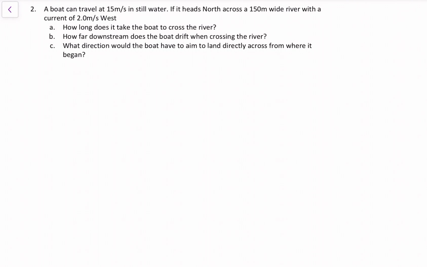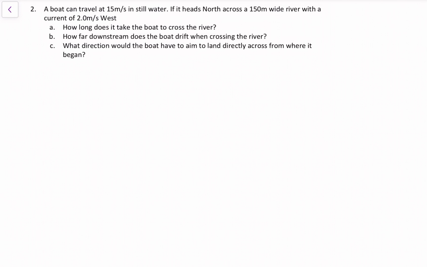So the second question that we're going to look at here from the Unit A kinematics and vectors is a type that often trips people up, especially if you haven't done them in a little while. This question is about relative motion. In this case, we've got a boat that can travel at 15 meters per second in still water. It's a pretty fast boat, and it heads north across a 150 meter wide river with a current of 2 meters per second to the west.